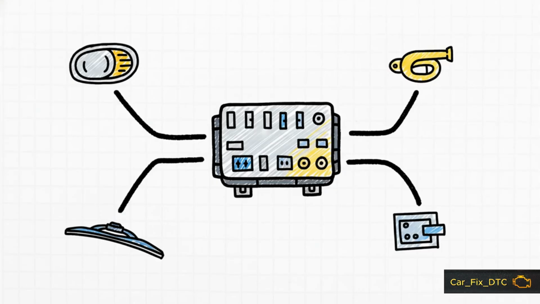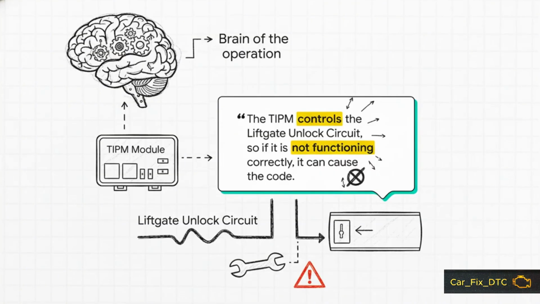And now it's time for our final and most significant suspect, the Totally Integrated Power Module, or TIPM. I want you to think of this thing as the central command center, the brain, for your car's entire electrical system. See, there's a reason we saved this one for last. The TIPM is the boss. It's the thing that's actually controlling the liftgate circuit. So if the module itself has some kind of internal failure on that specific circuit, well, no amount of fixing wires or relays is going to solve it. The problem is coming from the source.